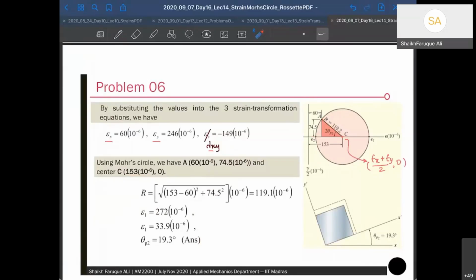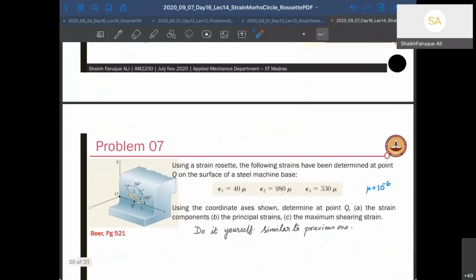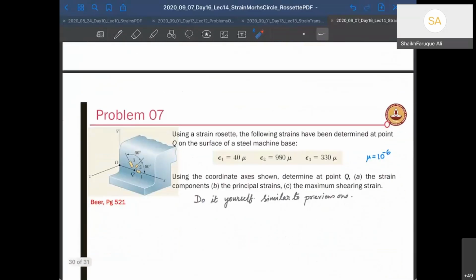So with that, I'll stop. There is another one here which you can do yourself. As I said, there can be a complicated structure, so you can find strain here, but not here. It will be very difficult to find strain along this line because it's a curve. Okay. With that, I'll stop.